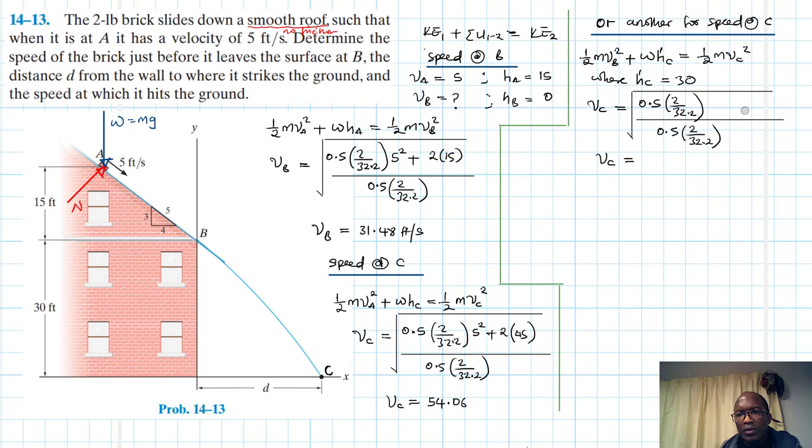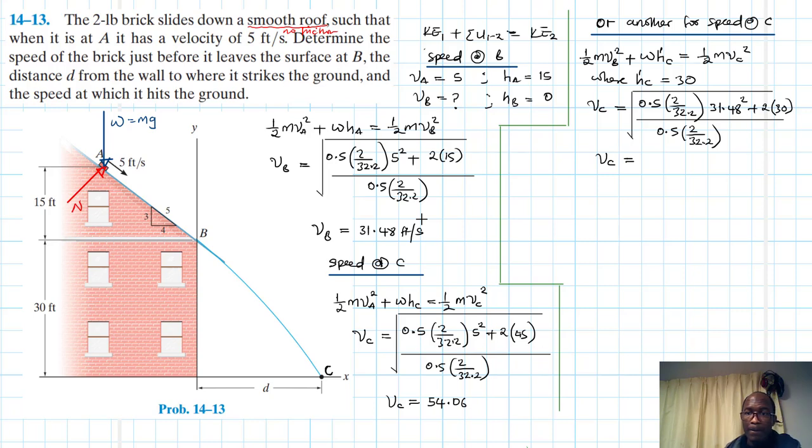I need to include the speed, which we just calculated, 31.48 squared, plus W, which is 2 times HC, which is 30. So we have 0.5 by 2 divided by 32.2 plus 31.48 squared plus 2 by 13 divided by 0.5 by 2 divided by 32.2. Square root of that.